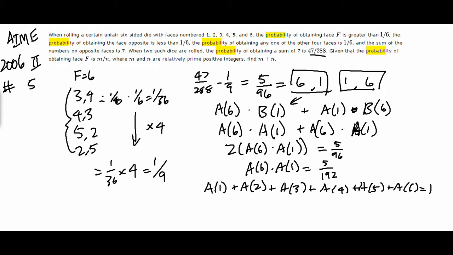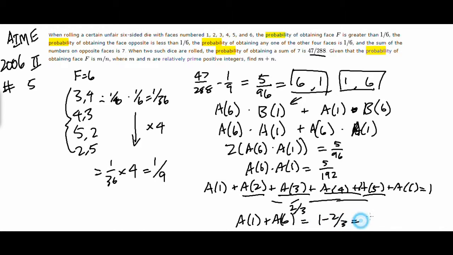And because we know 4 of these probabilities all equal 1/6, when you add 1/6 plus 1/6 plus 1/6 plus 1/6, you get 2/3. So basically, A1 plus A6 equals 1 minus 2/3, which is just 1/3.